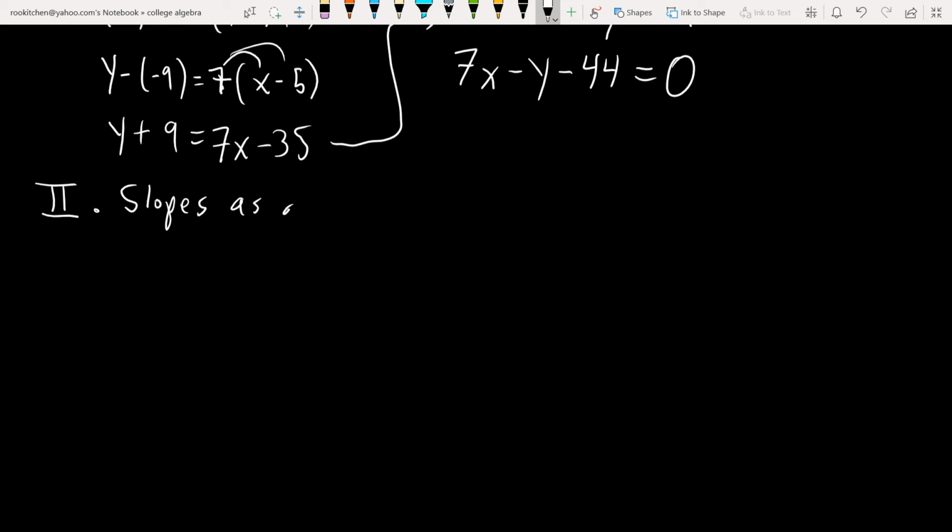Okay. So slopes as a rate of change. And you spend a lot of time in mathematics studying slopes. Okay, so an example, and I think it's example 3 in the book. Let me get my book open.